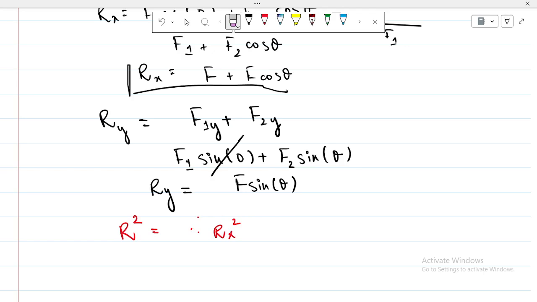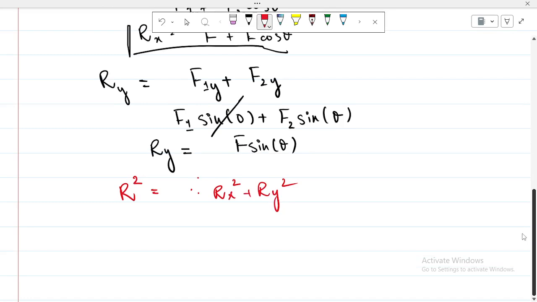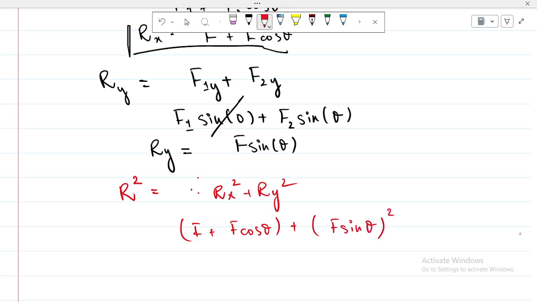Since we're just writing the square here, we're not taking the square root right now. Rx squared plus Ry squared. Anyways, we'll just plug in the values. Rx was found to be F plus F cos theta, whereas Ry was found to be F sine theta squared. And since we already talked about it, the magnitude of R was simply the same as F1 and F2, which we had called F, we write it as F squared.